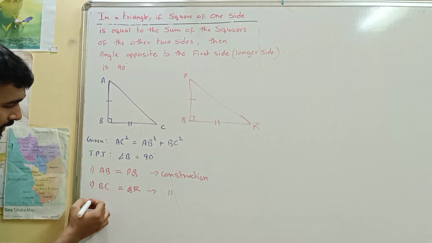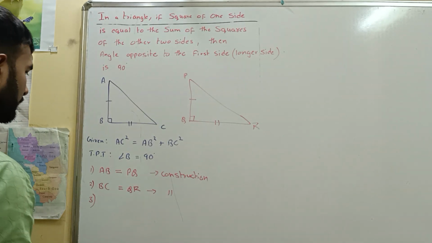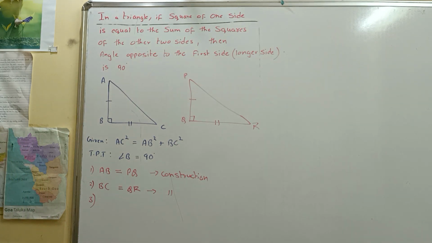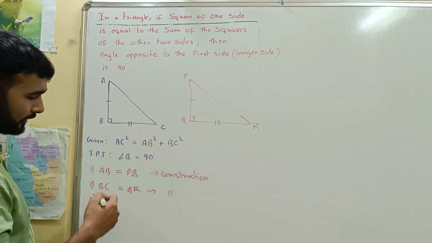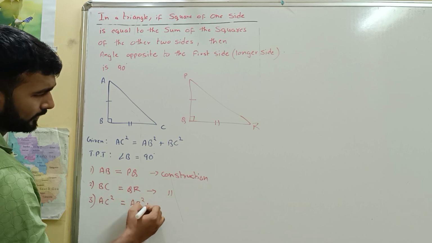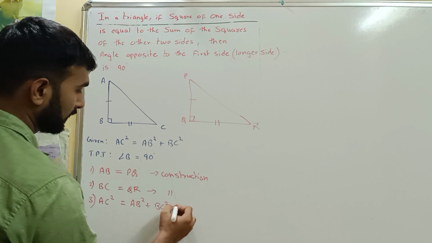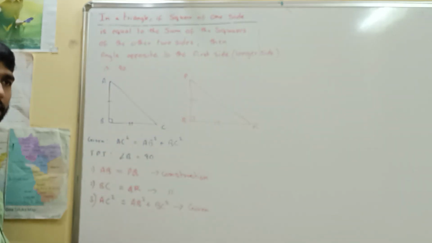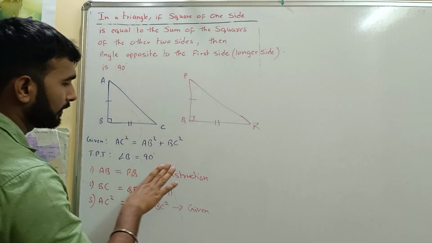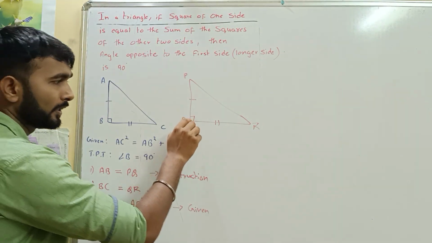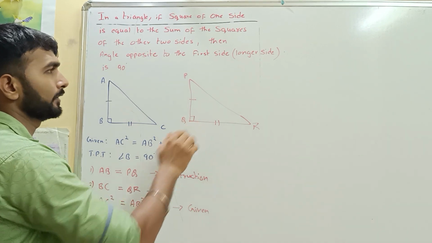Okay. And step number 3 will be, now, here we'll simply copy and paste this statement, that is AC square equals AB square plus BC square. Okay, this is given to us. So now the first part is done. Whatever is given to us, we wrote it here. Now we have to look at this triangle. Since we have 90 degrees here, we can apply Pythagoras theorem.